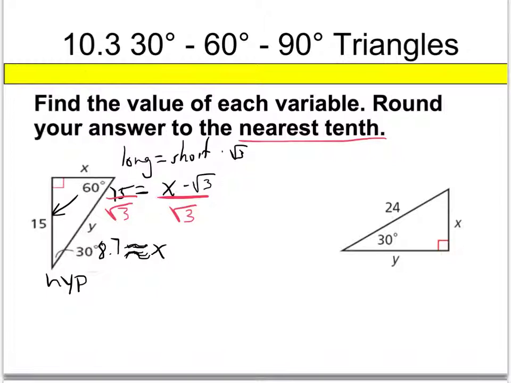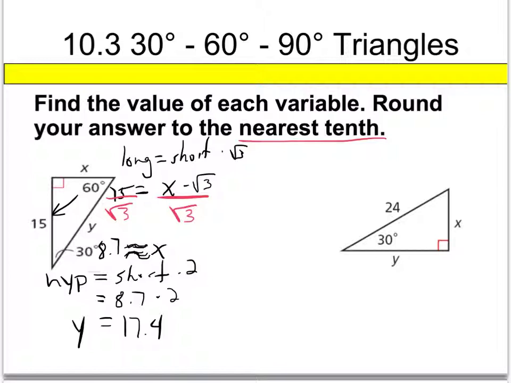From here, we're going to be solving for our hypotenuse. Again, what is the formula for our hypotenuse? You got it. Short times 2. We know our short leg is 8.7, and we still keep that times 2 as our constant. So the hypotenuse, or our y, is equal to 8.7 times 2, which is 17.4.